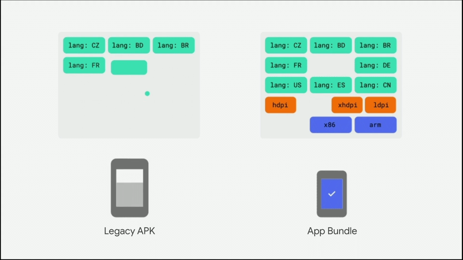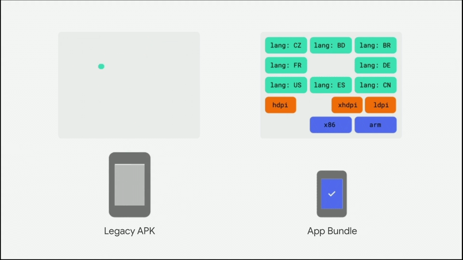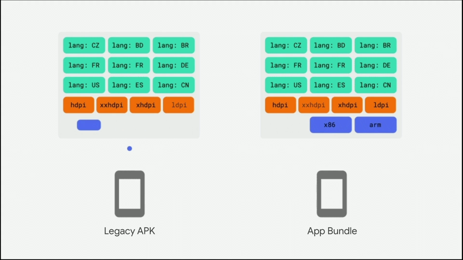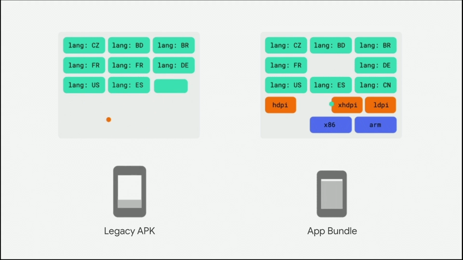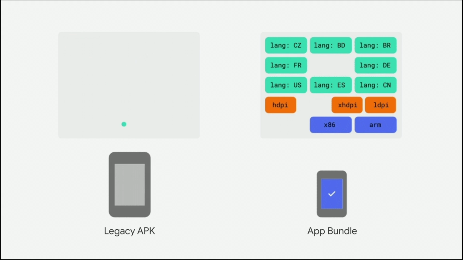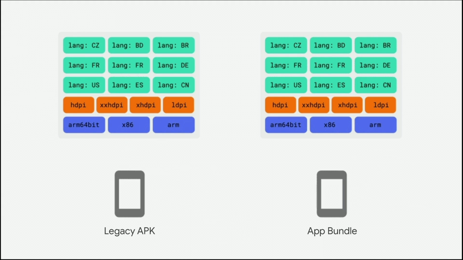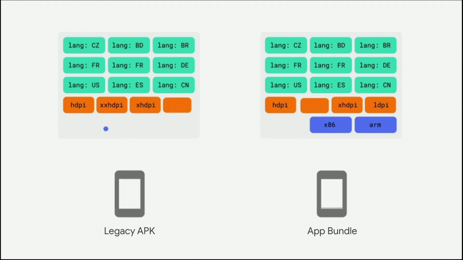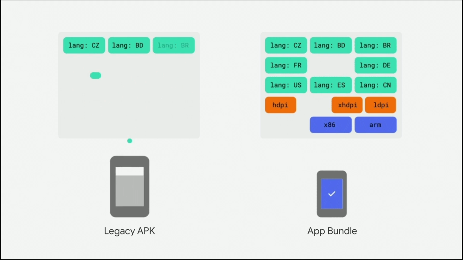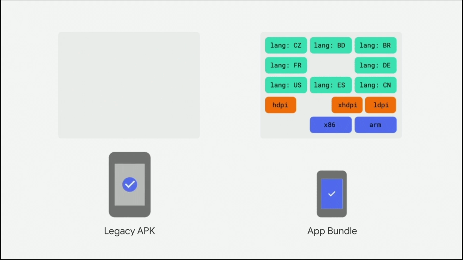So the smaller download size is achieved by delivering only the resources from the app that the specific devices need. Deploying a single APK would result in all languages, densities, and native architectures being delivered for all the devices. But as we see here, with the app bundle, only the relevant languages, densities, and native architectures are delivered, yielding a smaller install on the device and a faster download.